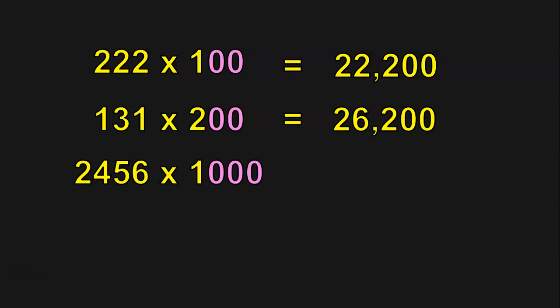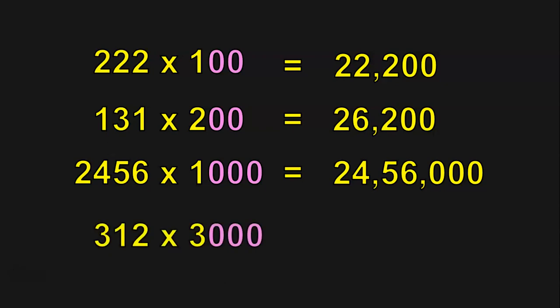Let us take the next example of 2,456 into 1,000. For this, you'll have to multiply 2,456 into 1, which will give you 2,456. And you'll have to add 3 zeros to the end of the number because we're going to multiply it by 1,000. So the answer that you will get will be 24,56,000.